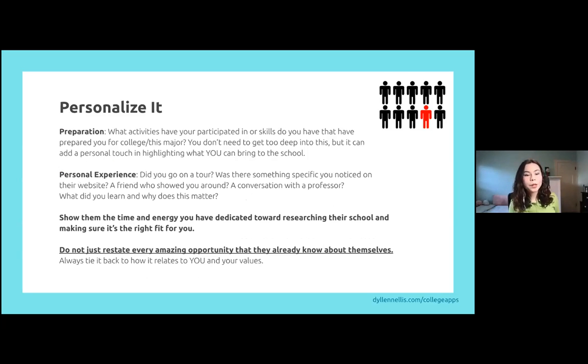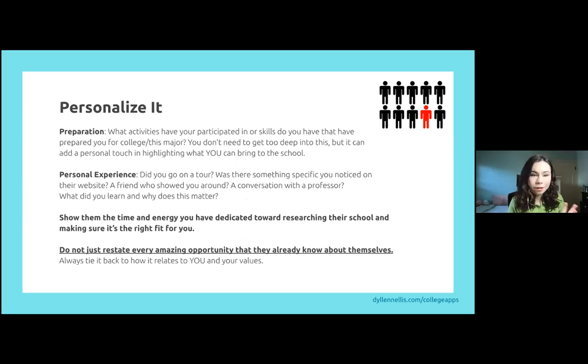Another thing about personalizing it: preparation is a nice thing to add too. What activities have you participated in or skills do you have that prepared you for this college or this major? You don't need to get too deep into this, but it can add a personal touch, highlighting what you can bring to the school.